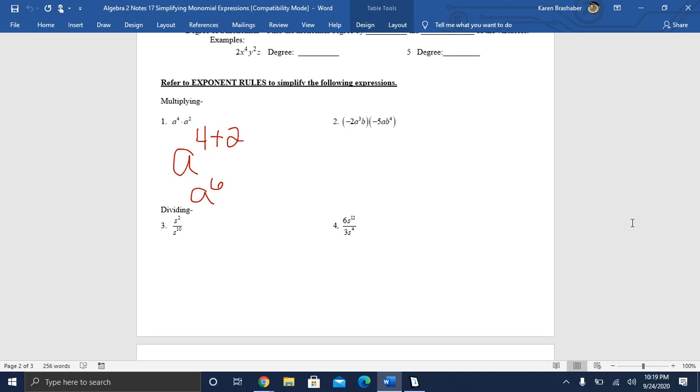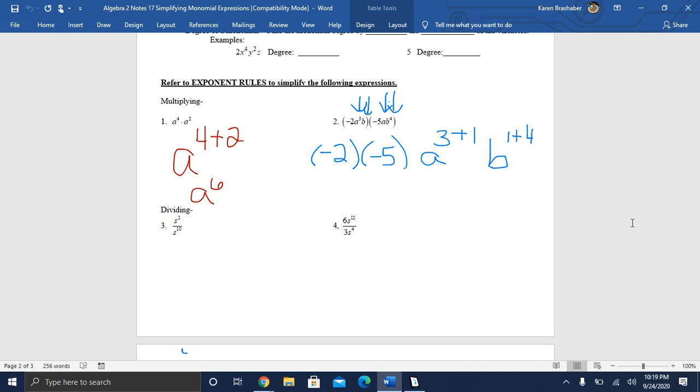So you would want to multiply the coefficients together, so the -2 and the -5, and then we take the a's and we want to add their exponents. So in this factor, we have a to the third, and in this factor, we have a to the first. So we would add the 3 and the 1 exponent for the a. And then for the b, for our first term, we have b to the first, and then in our second one, b to the fourth, and that would be added on.